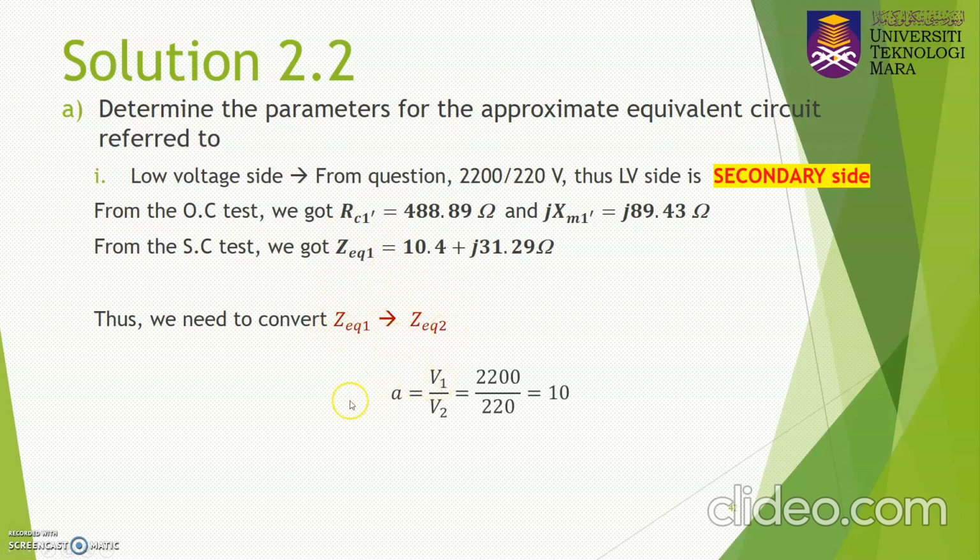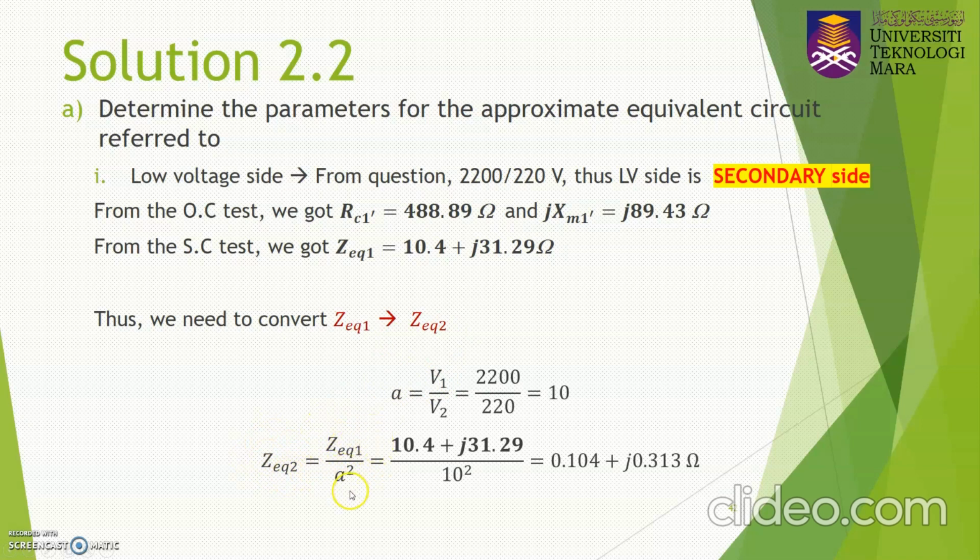By using the formula, Z equivalent 2, meaning that you refer to the secondary side, is equal to Z equivalent 1 divided by A squared. So how to find the value of A? A is equal to V1 divided by V2. In this case, V1 is 2200 divided by V2 which is 220. So you get 10. Once you find the value of A, you can just key it into this formula. Finally, you get the Z equivalent referred to the secondary side, given by 0.104 plus J0.313 ohm. So this is the Z equivalent referred to the secondary side.